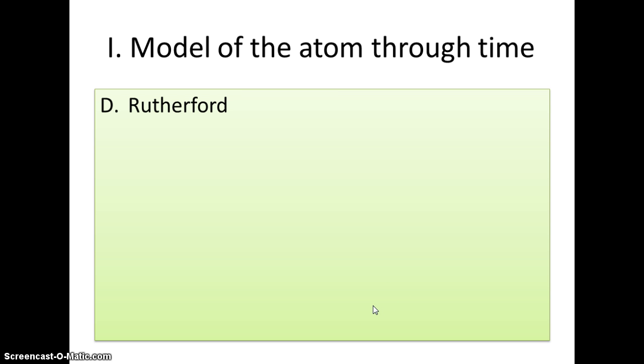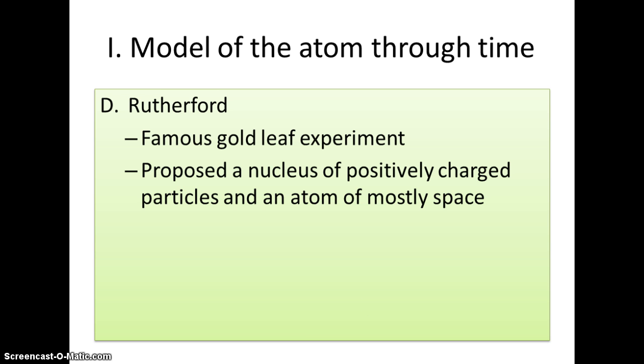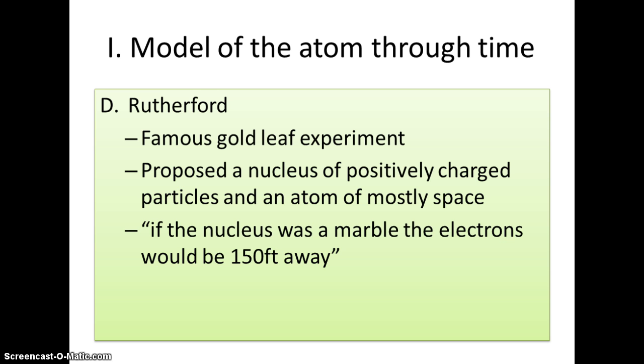Then Rutherford came along in the late 1800s to early 1900s, and he had a famous gold leaf experiment where he shot alpha particles at some gold leaf and then saw how they deflected with the screen. He proposed the nucleus of positively charged particles and an atom of mostly space. He thought that if the nucleus was a marble, the electrons would be 150 feet away.